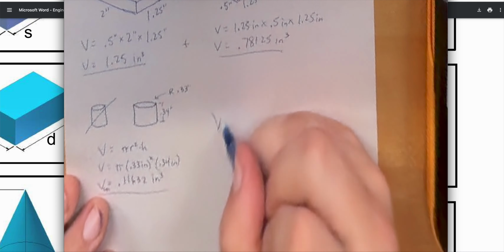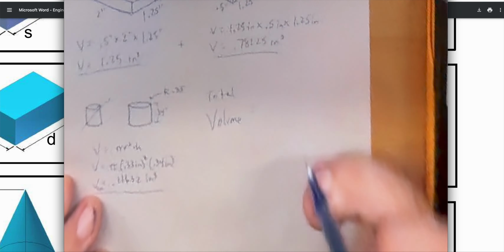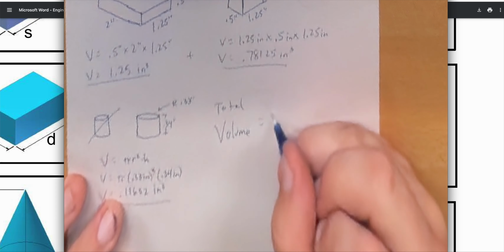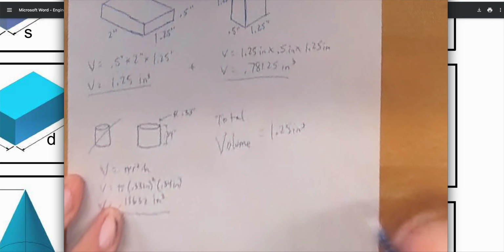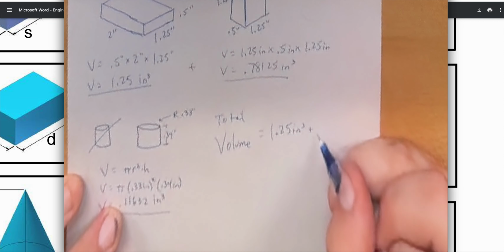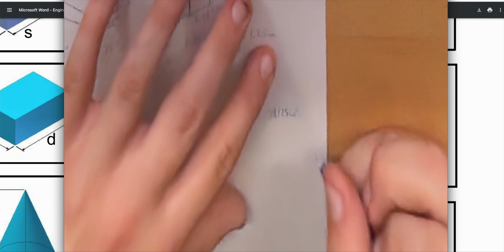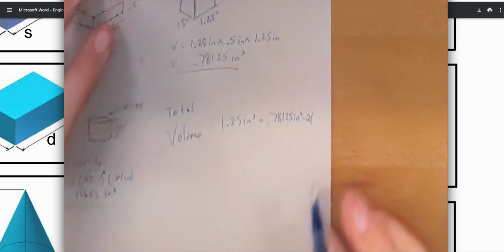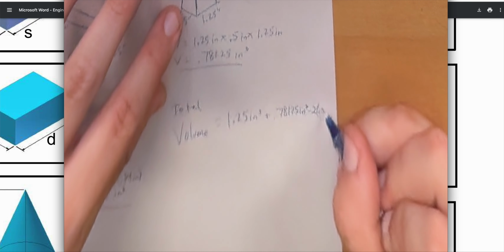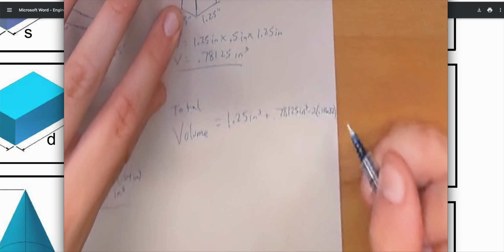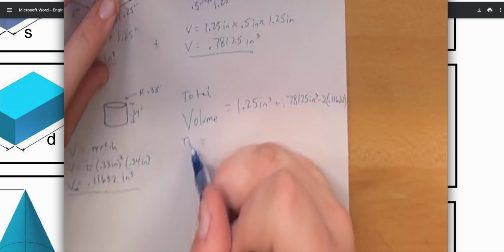And so now to find the total volume, which is what I'm going to put right here, total volume is going to be equal to, well, 1.25 inches cubed, right? Because that's our top or our bottom piece here. We're also going to have this top piece, which is 0.78125 inches cubed. And then we're going to subtract 2 times, now why are we subtracting? It's because these are cut out of our parts, right? 2 times 0.11632, and that's also in cubic inches, right? So I kind of ran out of some room there. So we'll just put TV, total volume.